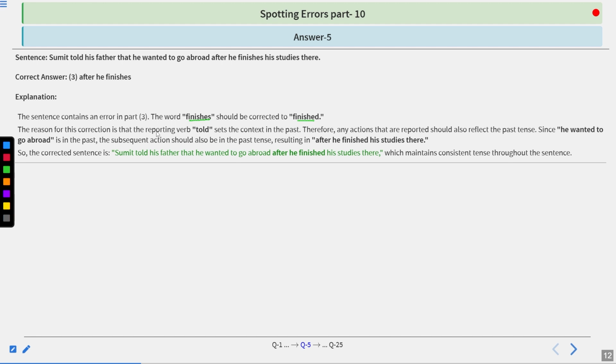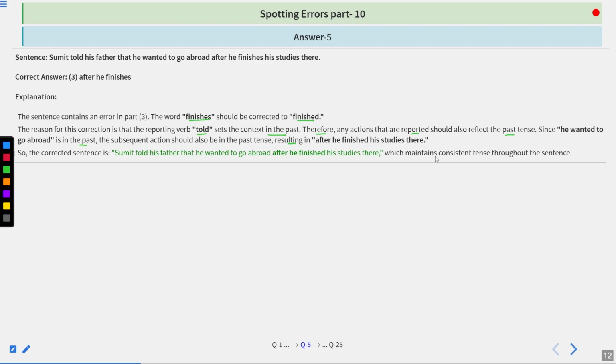The reason for this correction is the reporting verb told sets the context in the past. Therefore, any actions that are reported should also reflect the past tense. Since he wanted to go abroad is in the past, the subsequent action should also be in the past tense, resulting in after he finished his studies there. So the correct sentence is Sumit told his father that he wanted to go abroad after he finished his studies there, which maintains consistent tense throughout the sentence.